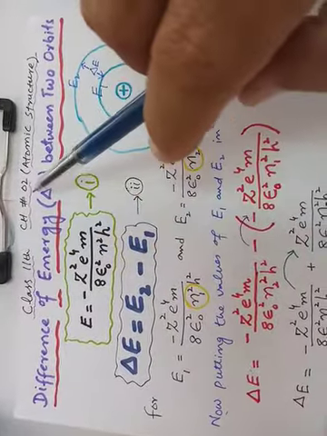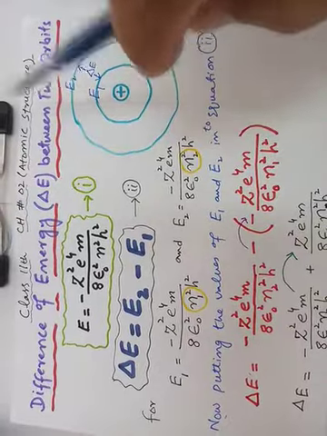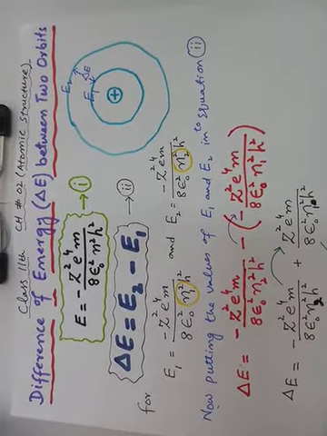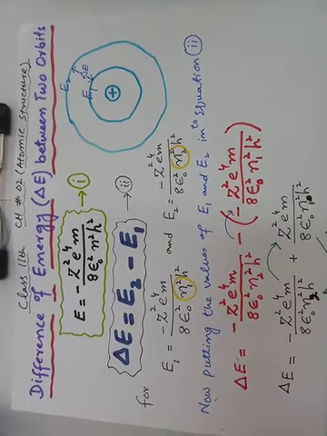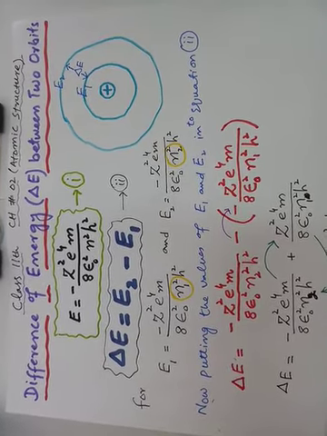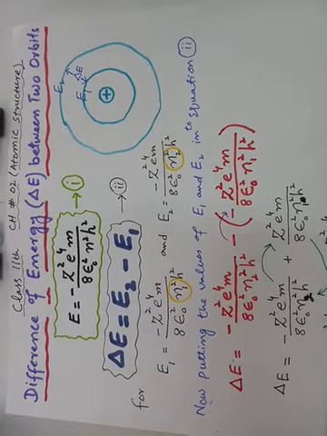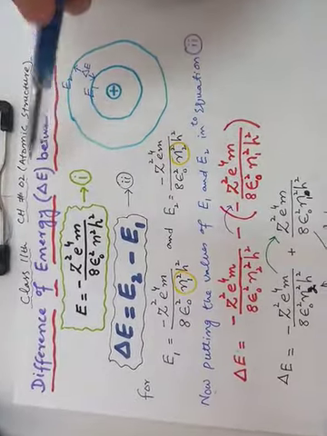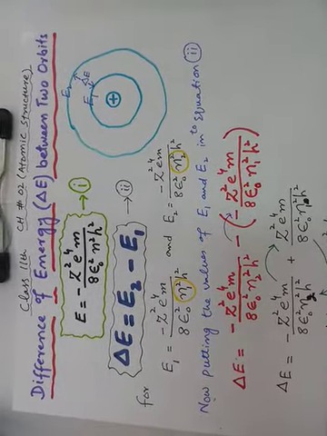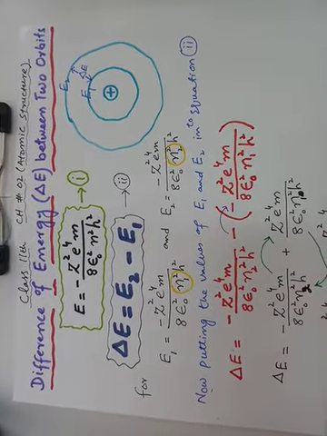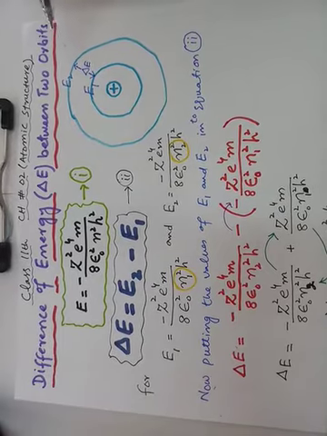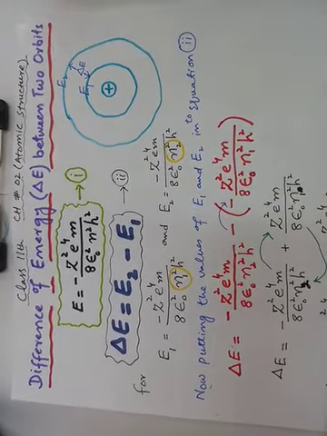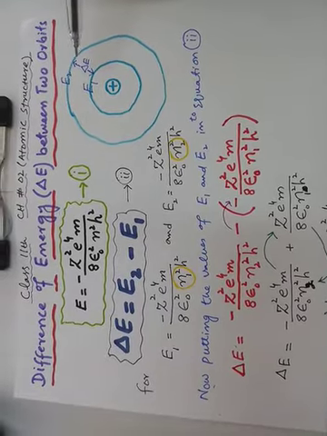Class 11, chapter number 2, atomic structure. In my last video, I discussed the energy of an orbit. Now I am going to discuss the difference of energy, delta E, between two orbits. Actually, this topic is on page 31 of your new book, which is according to the new syllabus.